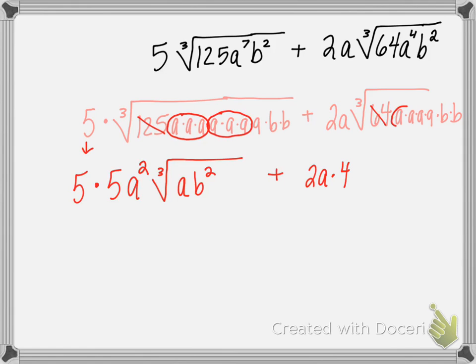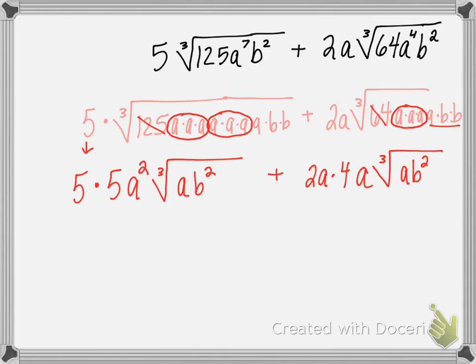How many groups of 3 can I circle for the a's? 1 group of 3, so I'm bringing out 1 a. How many groups of 3 can I circle for the b's? None. So that's the only part that's going to go outside. So I'm going to open up the third root symbol. What's left inside, I have an a and then a b to the 2nd power. So if I take a look now at my insides, I have a b squared and a b squared.